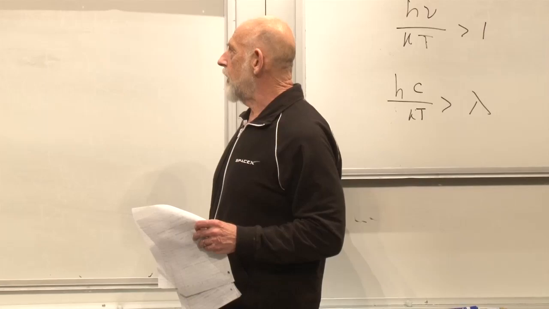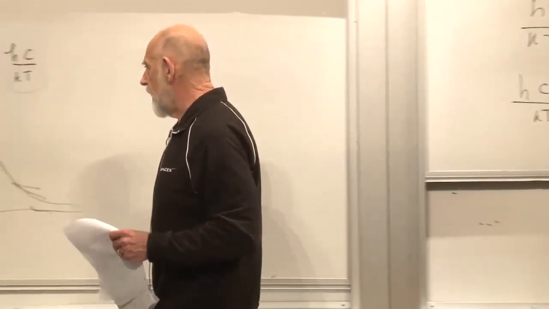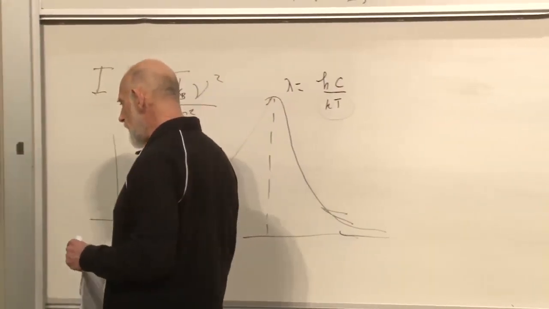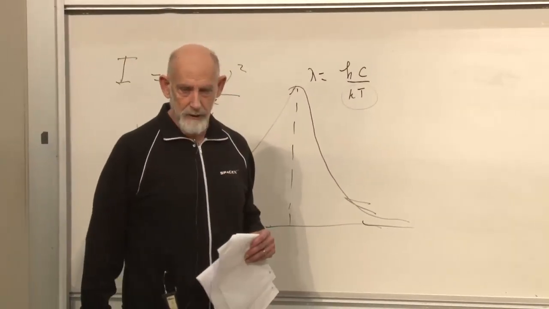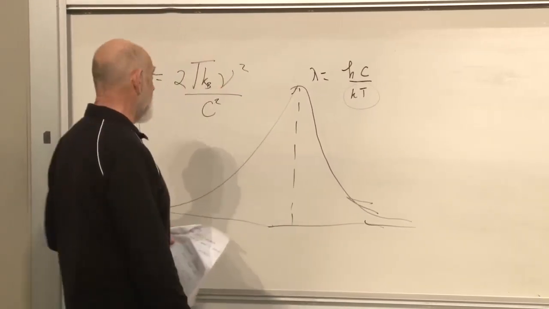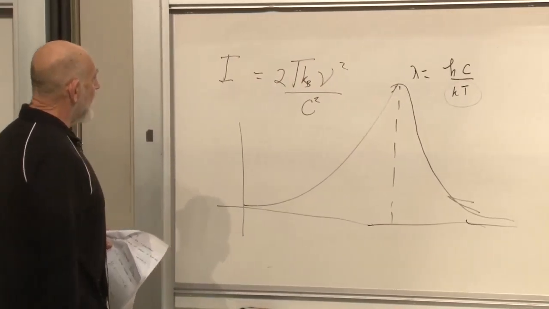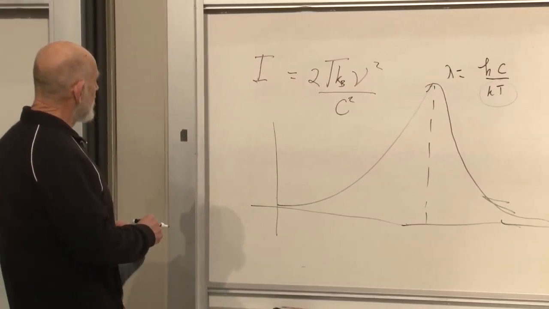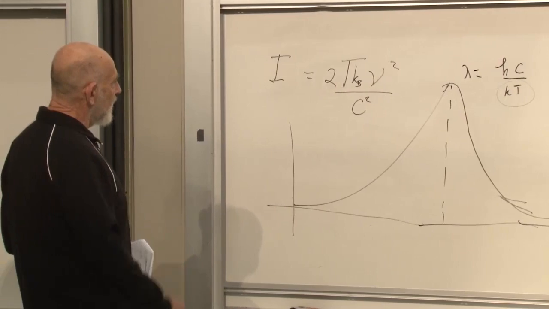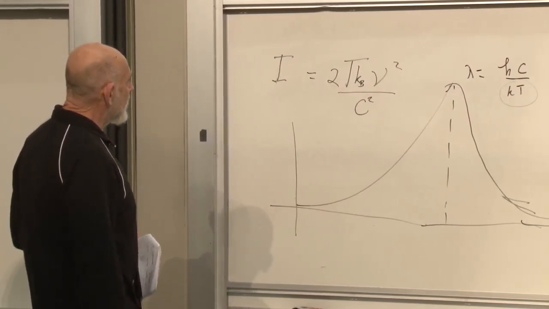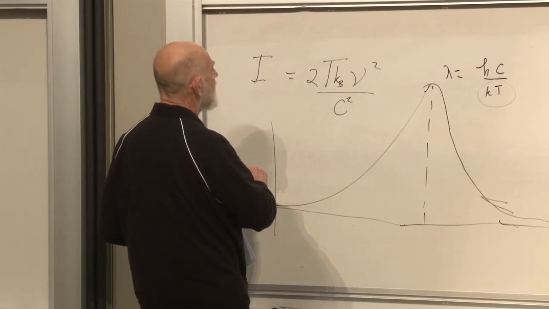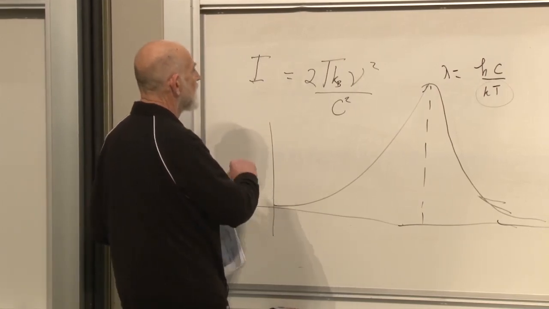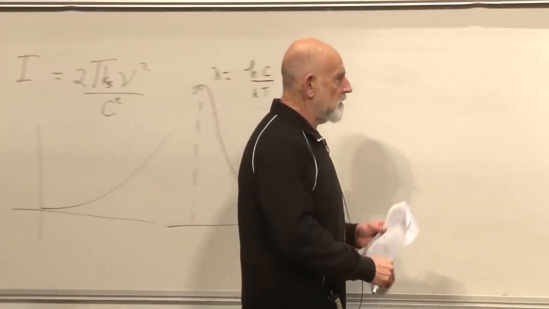So the units of I, let's see, the units of I are energy per unit volume per unit frequency. Or at least that's what they better be. Do I have it wrong? K times T is energy. All right, let's try it. Let's see what we get.